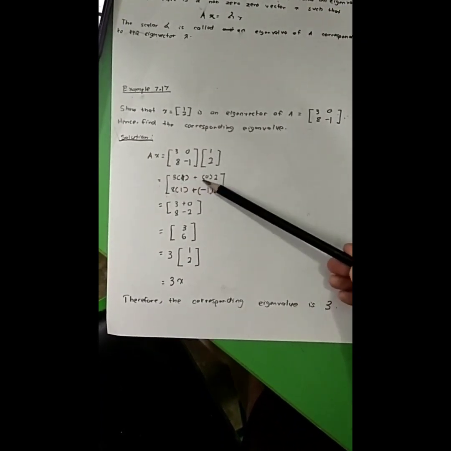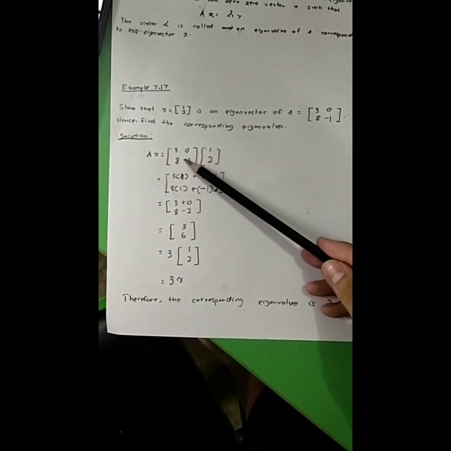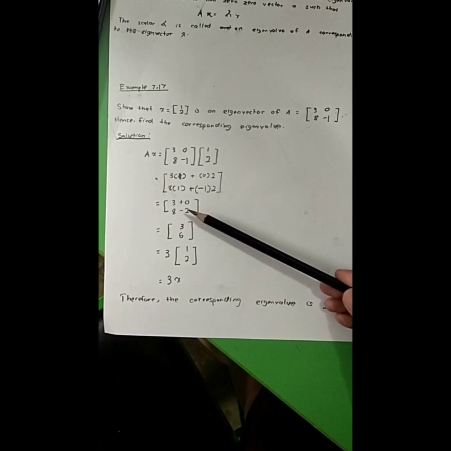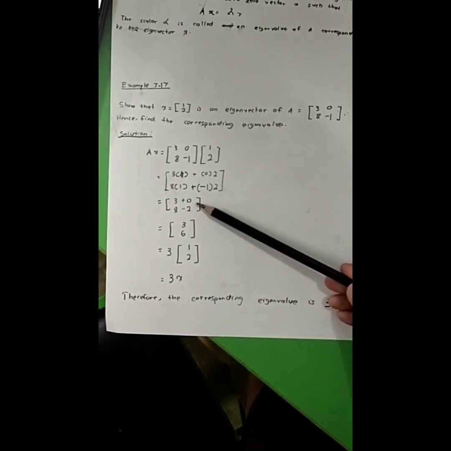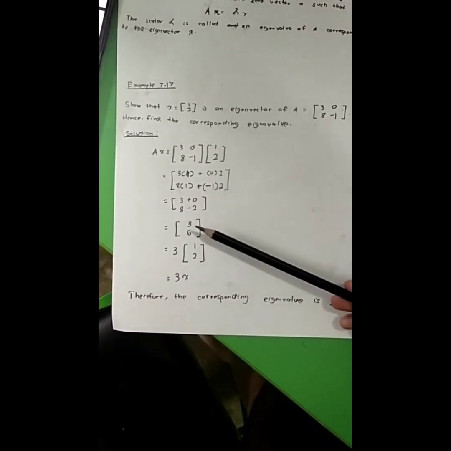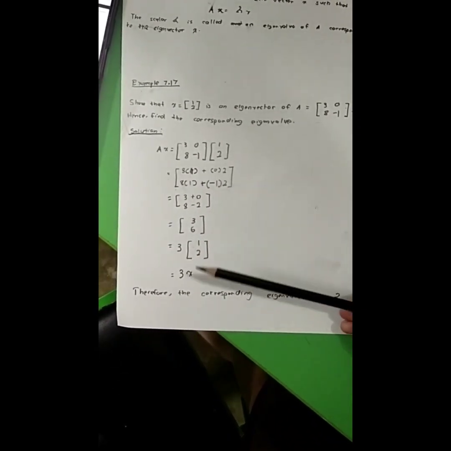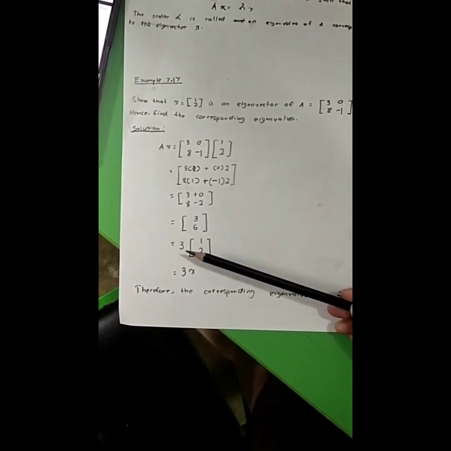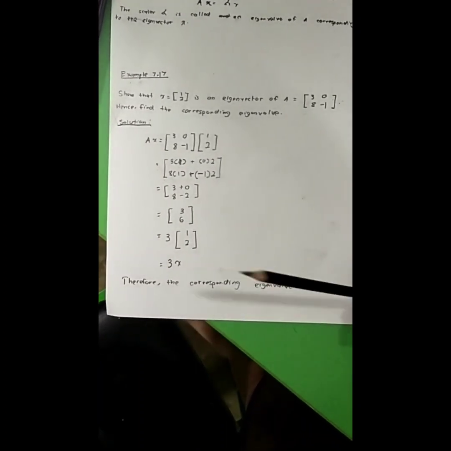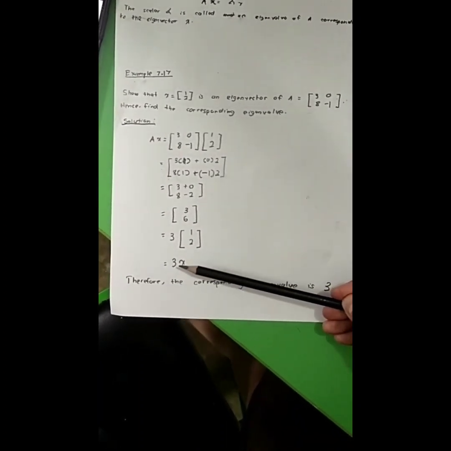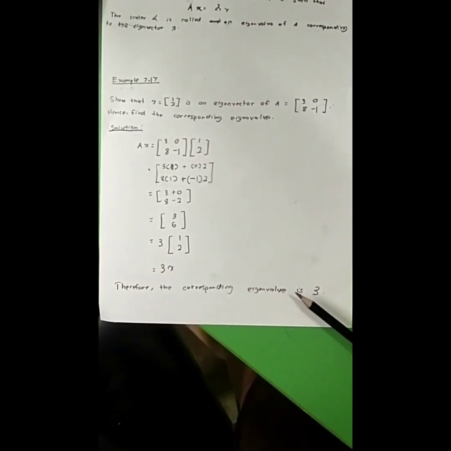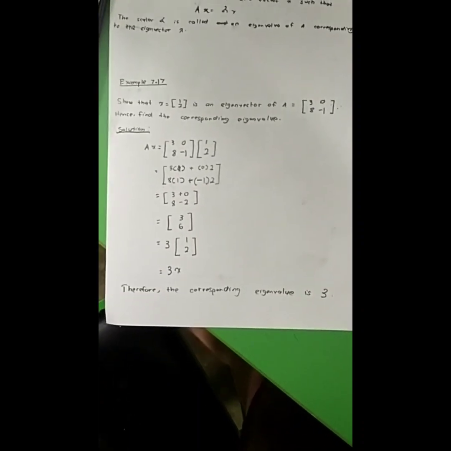3 times 1 plus 0 times 2, and then 1 times 1 plus negative 1 times 2. After you solve the matrix, you get this solution: 3 and 6. With this you can factorize it, so it will be like this, and 3 will multiply the matrix (1, 2). So this will be the solution 3x. The x is the eigenvector, therefore the corresponding eigenvalue is 3. So that's for the example.